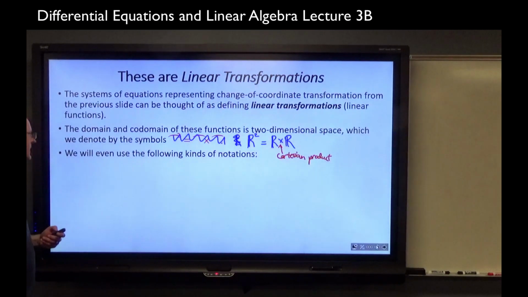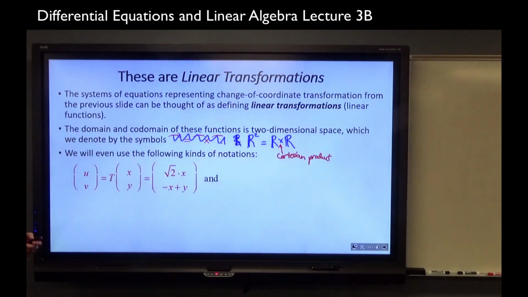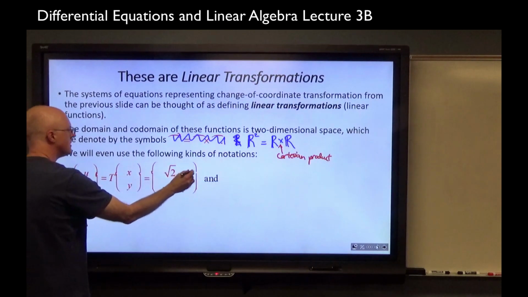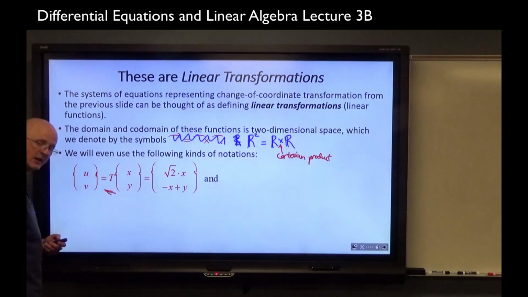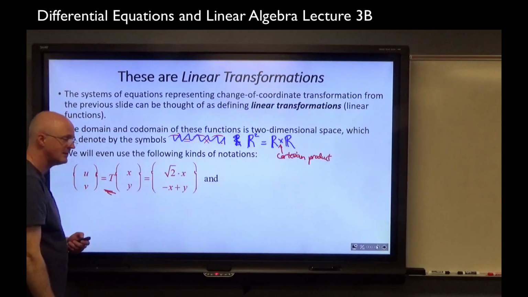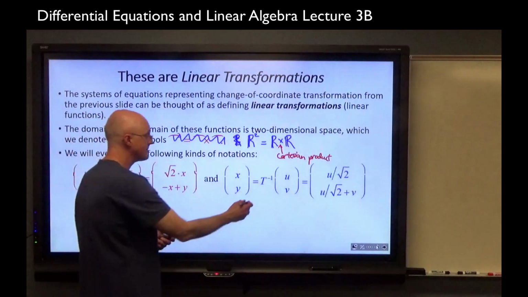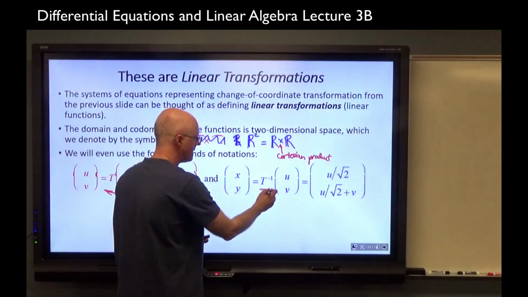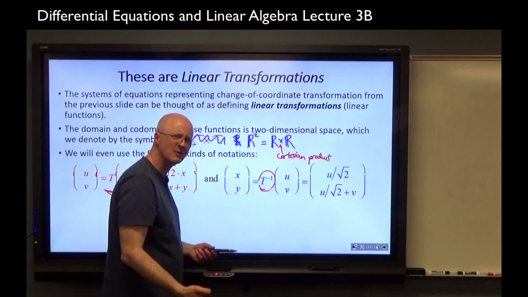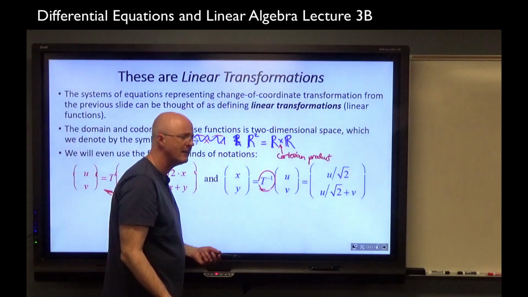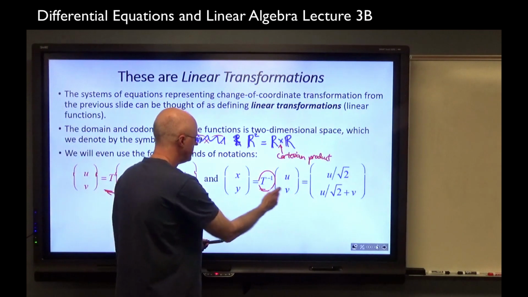We also use the following kind of notations. Function notation. More trouble with going from a Mac to a PC. These lines should be connected here. (u, v) equals T of (x, y). T is the function name. Equals this. And for the inverse function, I could write a T inverse. Notice the negative 1 up there. That's not a number. That's not T to the negative 1 power. It's the inverse function of T. You know about inverse functions. To take an input (u, v) and give you back (x, y).